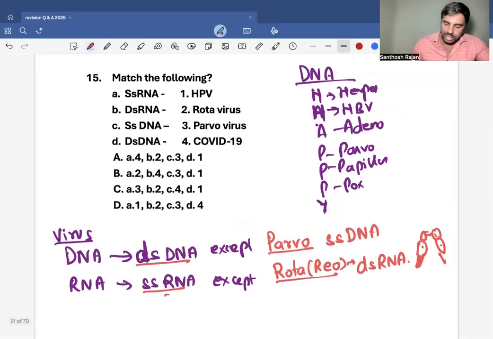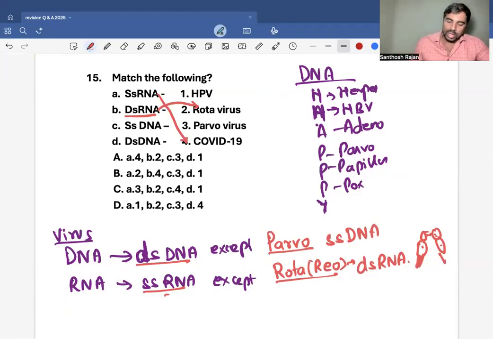So now let's go here. Single stranded RNA, that is the common one. It could be any RNA virus, so I'm going with 4. COVID is an RNA virus, single strand, nothing special there. What about double stranded RNA? Double stranded is your rotavirus. That is under Reo, under Reo comes the rota. Colorado tick fever is also one exception, but usually they don't ask, so it's okay.